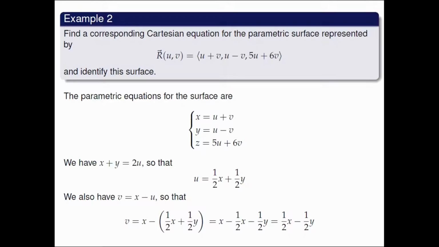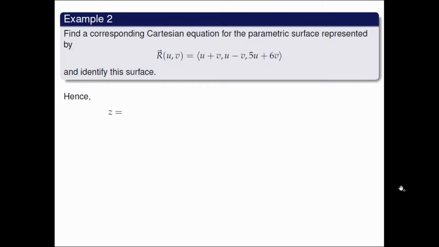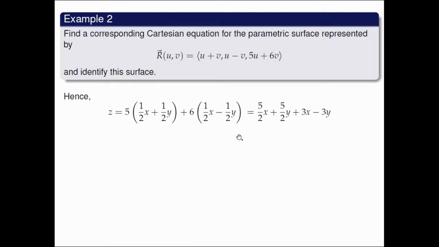We can now express z in terms of x and y using this equation, and this expression for v. Hence, z equals this one. Ito yung u kanina. Tapos, ito yung v kanina. So, z is also equal to this one, so that z is equal to 11 over 2x minus 1 half y.